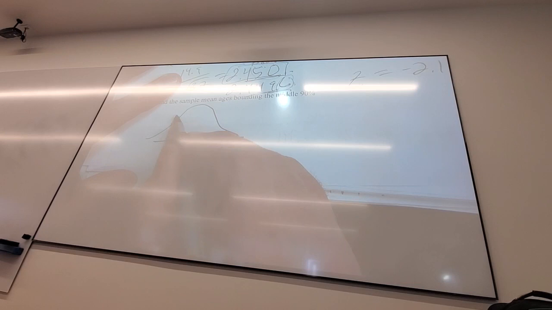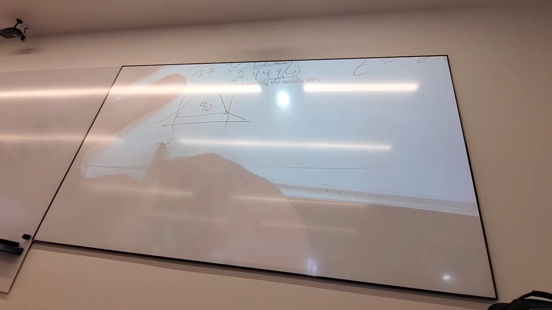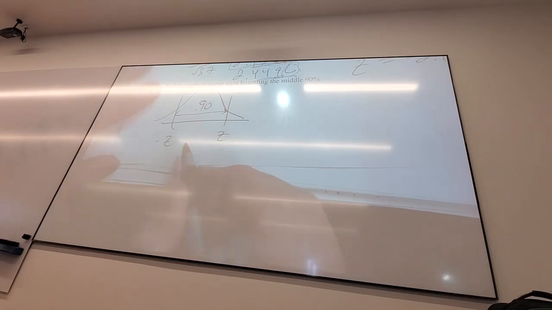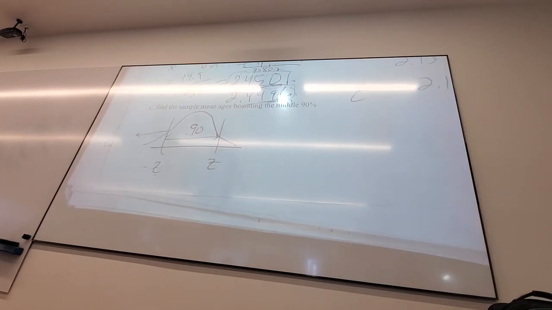All right. Middle 90%, right? I want to find this z-score. I need both of these. Does everybody agree, since that's the middle, that the other is the positive, same number? Because it's symmetric, right? How do I find this z-score? What area is below it? Five percent. 90 in, 10 out, 5% on that side, right?